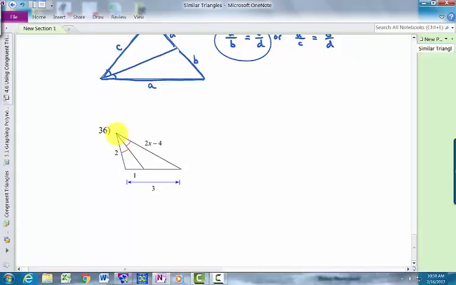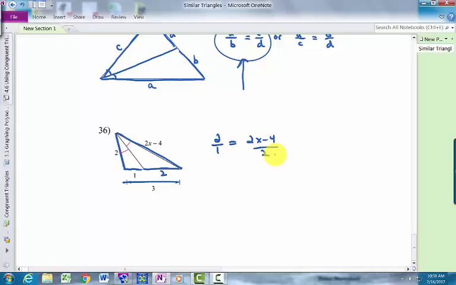All right, let's take a look at this. Here's your bisected angle right here. So it's going to cut these proportionally. I'm going to use my first one right here. So I know that 2 over 1 is equal to what? 2x minus 4 over this piece right here, which we know is, the whole thing is 3, so that has to be 2 over 2.